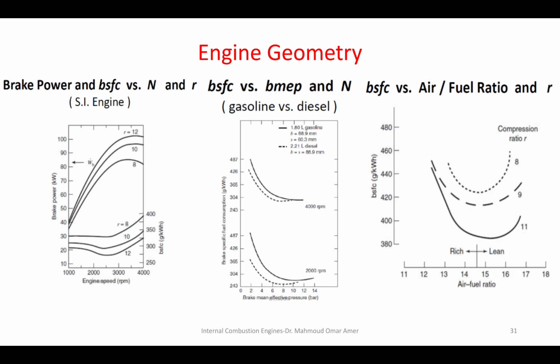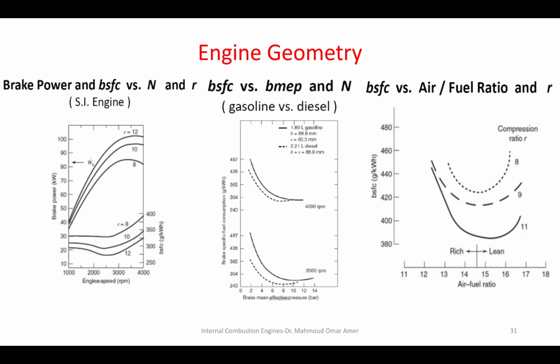The last curve is the air-fuel ratio versus the brake specific fuel consumption. You can see that, we mentioned earlier that the best combustion occurs at stoichiometric conditions. Okay? When you go with lean combustion, the amount of air is very high. So this extra air cools down the combustion gases, so it can reduce the efficiency.